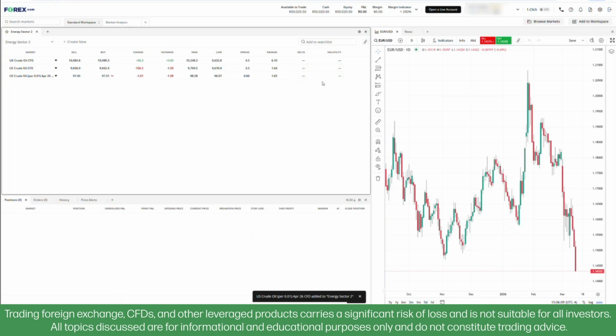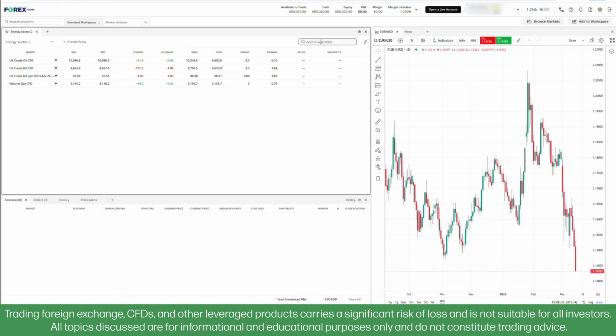Now, if you're not looking to trade crude, but you're still interested in identifying other markets within the energy industry, another popular one Forex.com offers is natural gas. Let's go ahead and type in natural gas. As you can see, the natural gas CFD pops up at first. I'm going to go ahead and click on that, add it to my watch list.